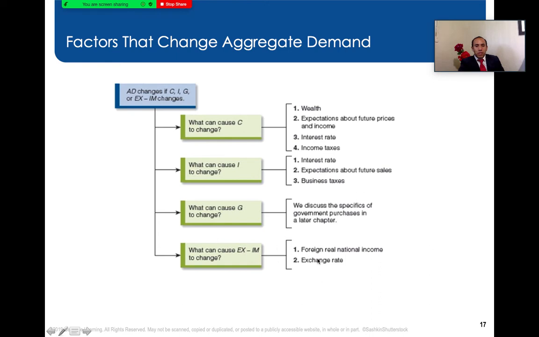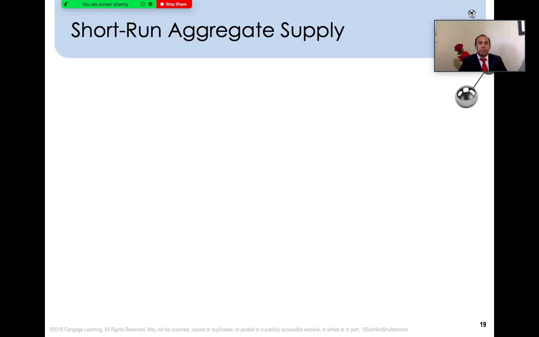If one of these changes, if we have more exports, it increases aggregate demand. If we have more government spending, it increases aggregate demand. And if we have more investment, it increases aggregate demand, and vice versa. If investment declines, aggregate demand declines. If government spending declines, aggregate demand declines. If exports decline, aggregate demand declines. And what happens when aggregate demand declines? Gross domestic product also declines, because it's part of the graphical illustration.